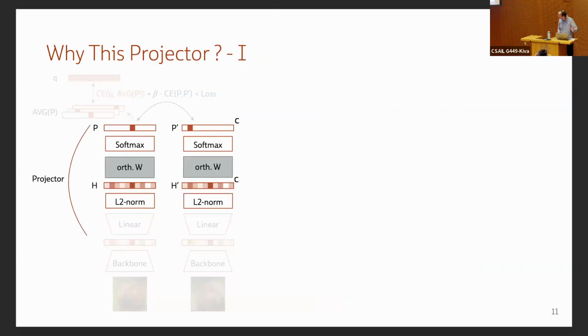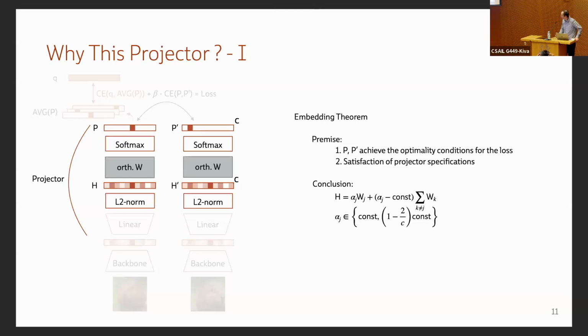Now, we have discussed the loss function. Let's look at the projector and why we are focusing on these ingredients. We have a theorem where we assume that P and P prime are the optimal solutions of the loss function that we were discussing before. If we achieve the optimal solutions of that loss function, then we can prove something interesting. We also need the orthogonality and the normalization, as we mentioned before.